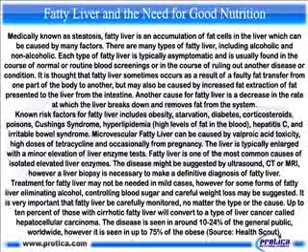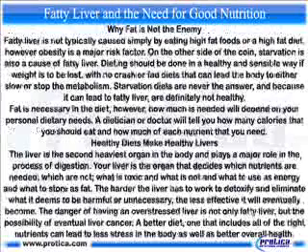Up to 10% of those with cirrhotic fatty liver will convert to a type of liver cancer called hepatocellular carcinoma. The disease is seen in around 10 to 24% of the general public, worldwide, however it is seen in up to 75% of the obese. Source: Health Scout.